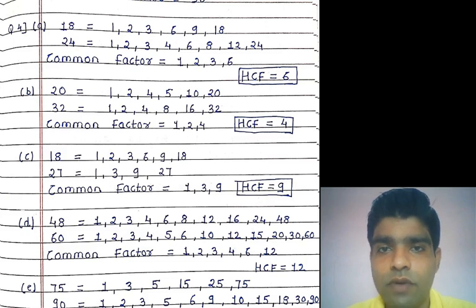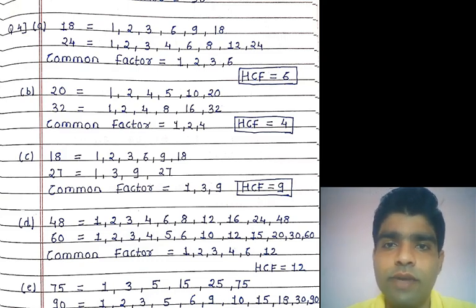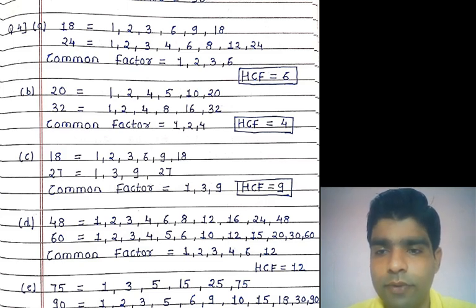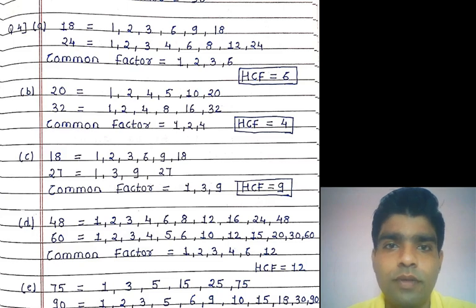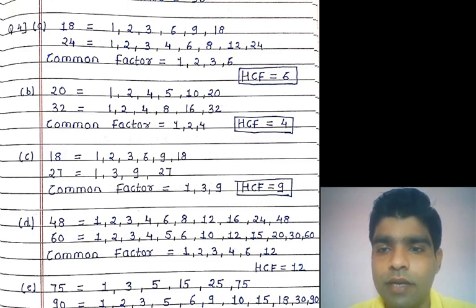Then the last ones. 9 is also a factor of 18, because 9 twos are 18, and 18 is also a factor of 18 definitely. It means the factors of 18 are 1, 2, 3, 6, 9 and 18.